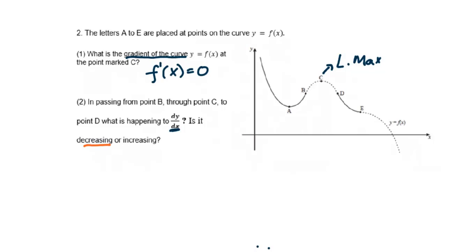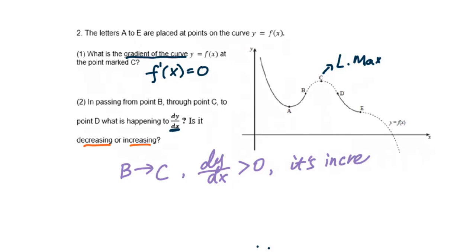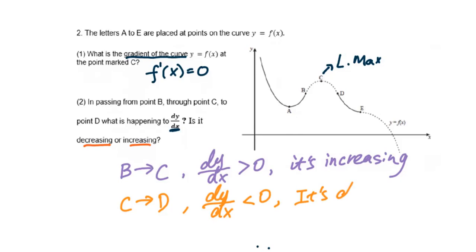For number 2, in passing from point B through C to point D, what's happening to this derivative? Is it decreasing or increasing? We could see from B to C the graph is increasing, therefore dy by dx is positive, and it's increasing. Then from C to D, dy by dx is less than 0 because the graph is decreasing.